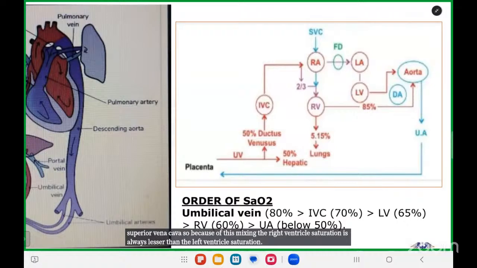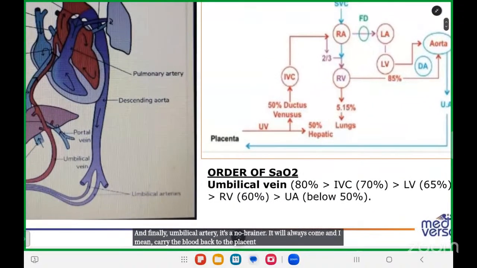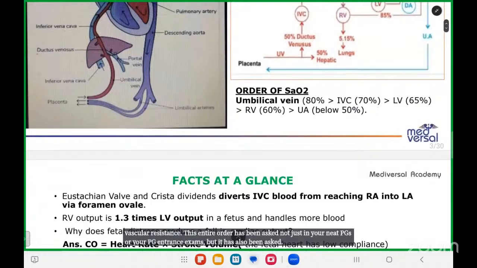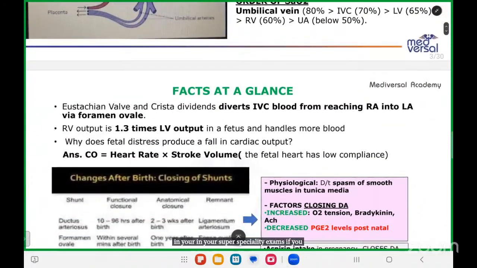And finally, umbilical artery, it's a no-brainer. It will always come and carry the blood back to the placenta, so it will be having the least vascular resistance. This entire order has been asked not just in your NEET PGs or your PG entrance exams, but it has also been asked in your super specialty exams. If you take a look at the past 5-10 years questions.